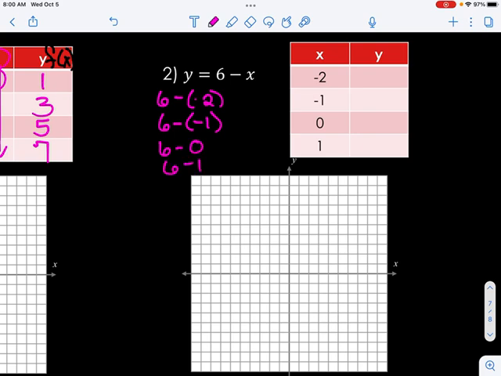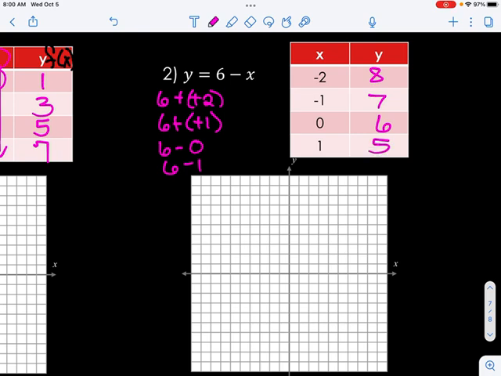So when we go 6 minus negative 2, remember that's plus a positive. So that would go 6 plus 2, which is 8, 6 plus 1, which is 7, 6 minus 0 is 6, 6 minus 1 is 5.